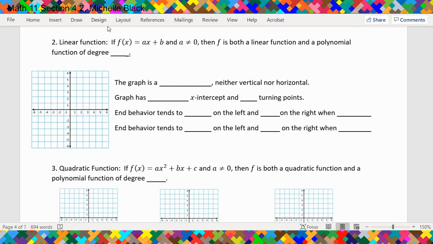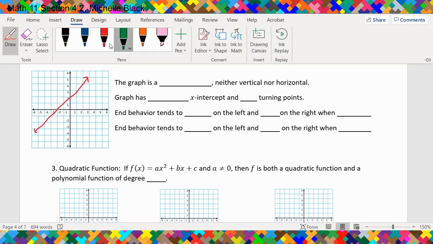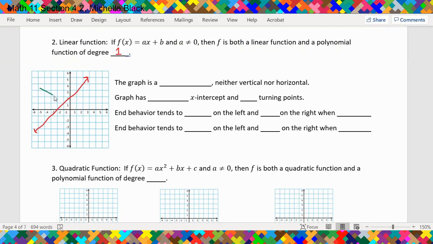The second function we have is a linear function. If f of x equals ax plus b, we used to write mx plus b, but now we're using a, where a is non-zero, then f is both a linear function and a polynomial function of degree 1. So maybe we have a line like this one, or we could also have a line with a negative slope. Either way, the graph is a line that is not vertical or horizontal.